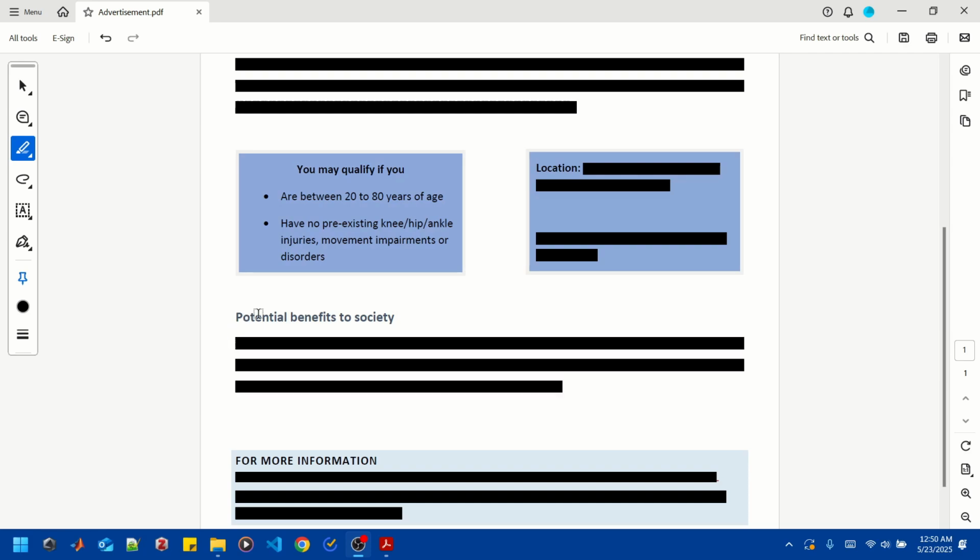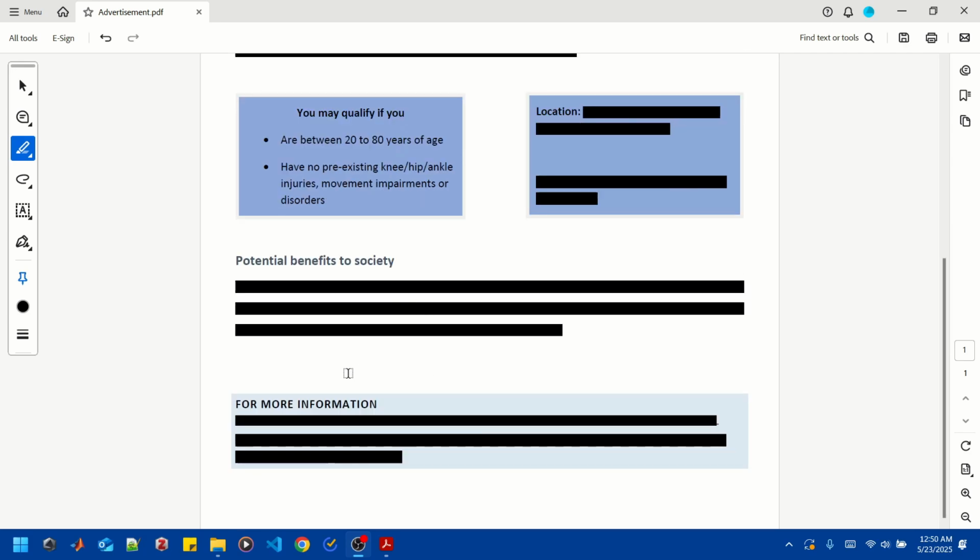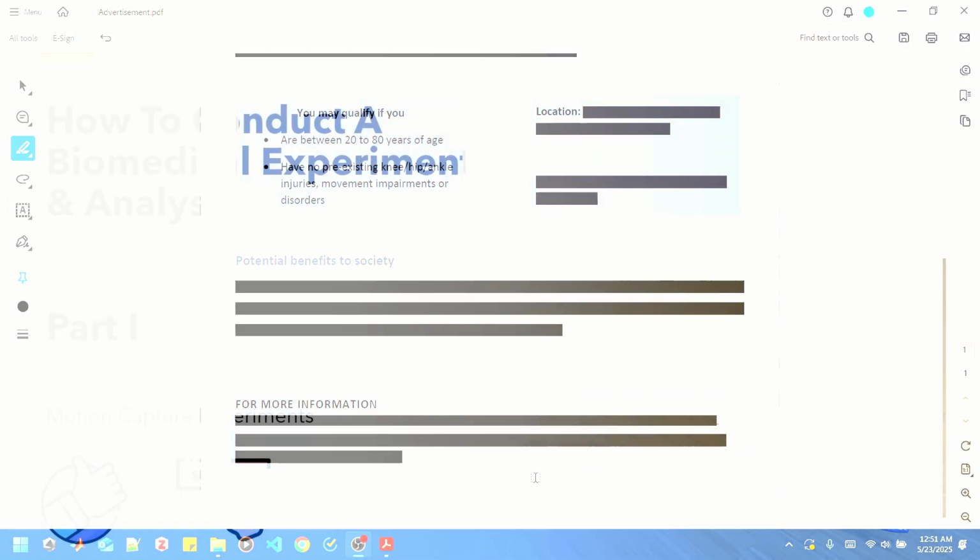It's always nice to add the potential benefits to society, so subjects can relate to it and they feel interested in taking part and volunteering for the experiment, and of course give some contact information at the end. You can also put a link to the explanatory statement, maybe a few videos of a trial experiment and how it would look like, so people know if they're actually up for it or if they're not really interested.